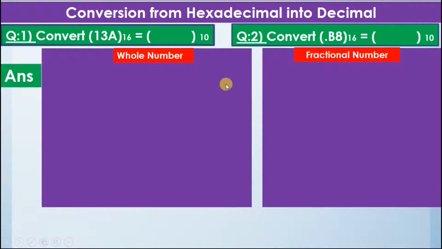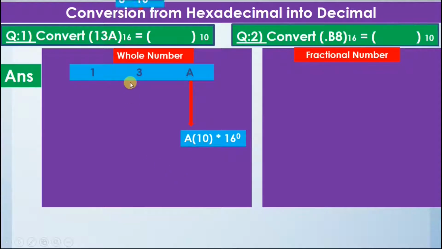So we are given the whole number 13A, and once again, while moving away from the decimal point, we will multiply the digits with powers of 16 starting from 0 onwards. So we will take the number A and multiply it with 16 raised to power 0. And remember, in hexadecimal, A is equal to 10. Next, we will take the digit 3 and multiply it with 16 raised to power 1.